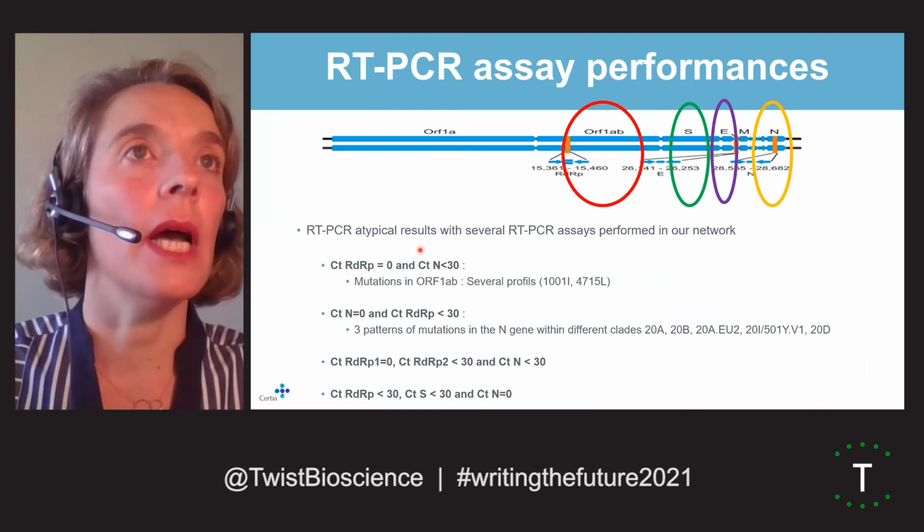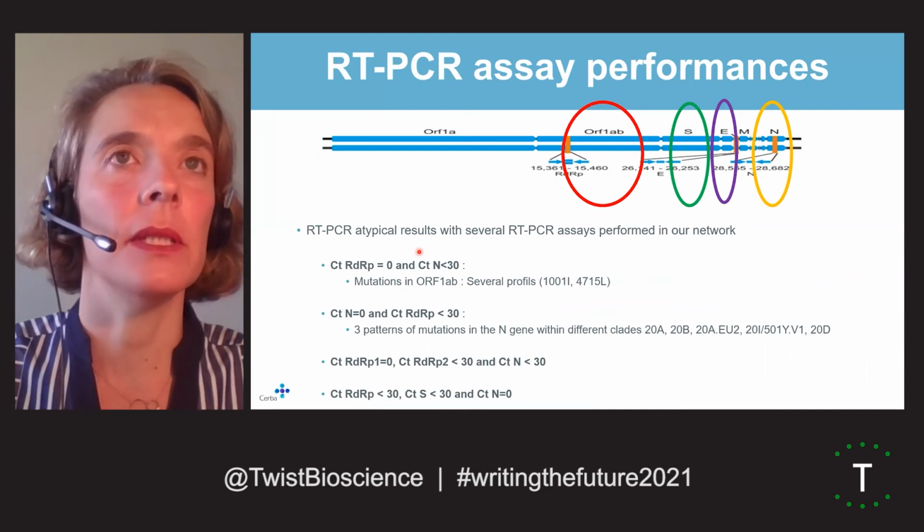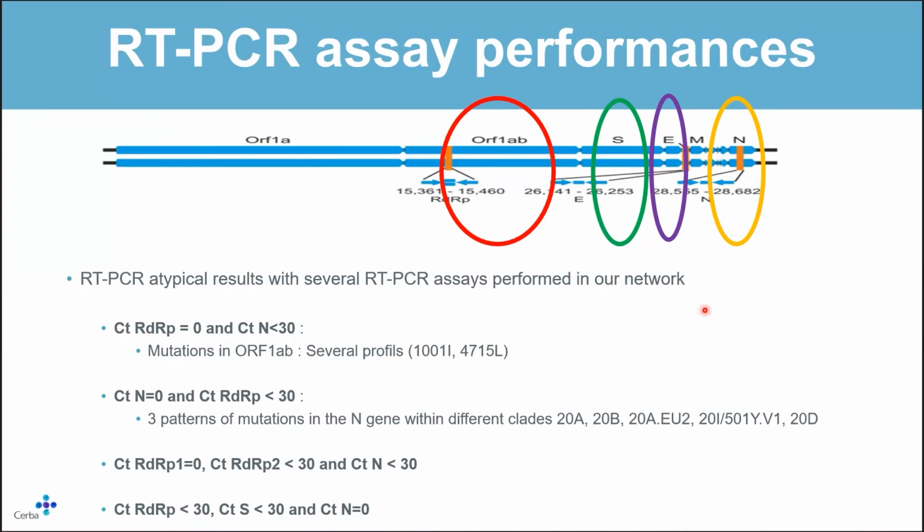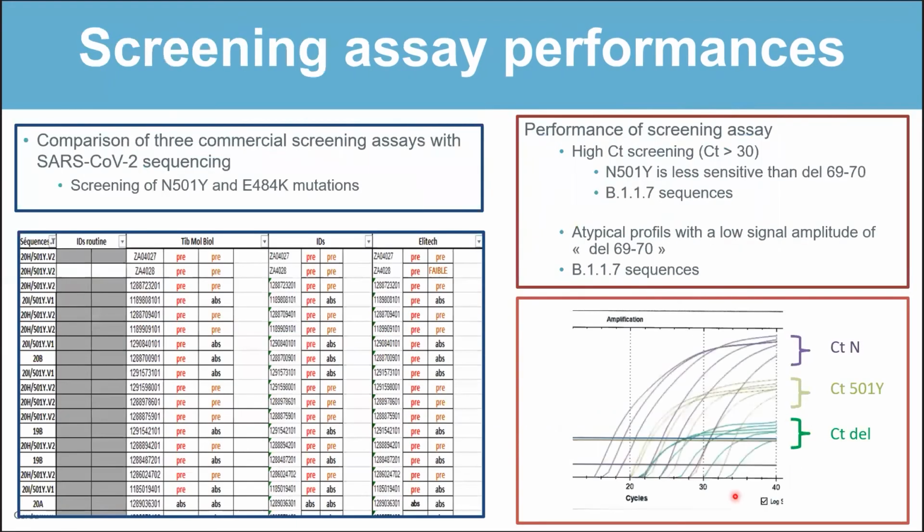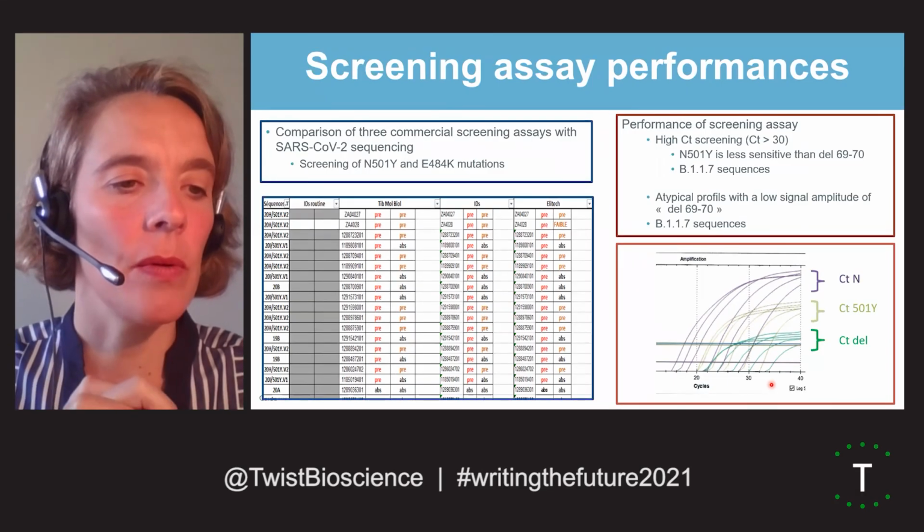We found atypical results in our RT-PCR assays performed in our network, and we can distinguish several profiles. For the atypical profile in RdRp, 3 patterns of mutation are in the N gene within different clades, and another one is in progress yet. We also use NGS in order to compare commercial screening assays with SARS-CoV-2 sequencing.